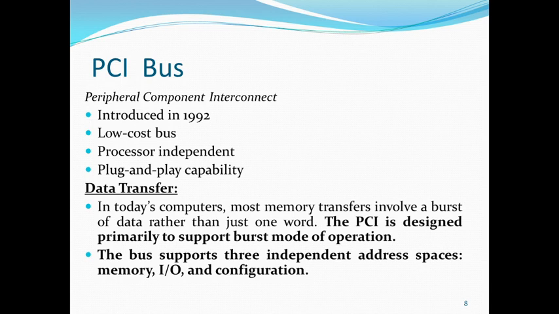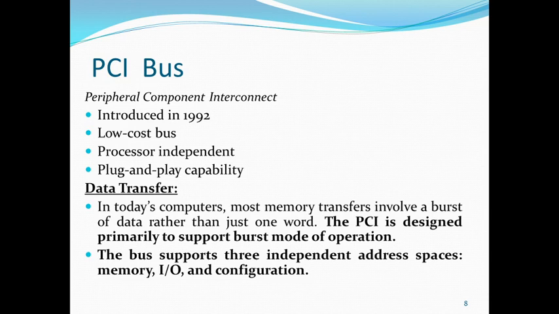Here, the bus supports three independent address spaces: memory, I/O, and configuration. The first two are self-explanatory. The I/O address space is intended for use with processors such as Pentium that have a separate I/O address space. However, as we noted earlier, the system designer may choose to use memory-mapped I/O even when a separate I/O address space is available. In fact, this is the approach recommended by the PCI standard for wider compatibility.